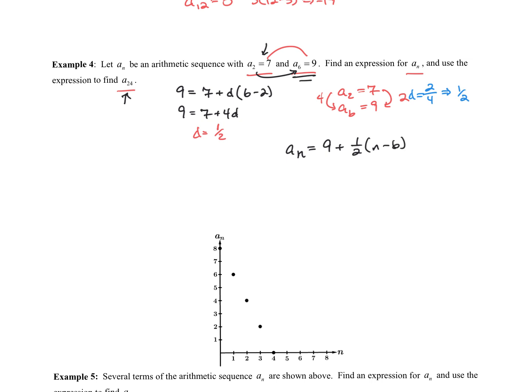All right, and so if you were to use your a sub 2, it would be the 7 and the 2 instead of the 9 and the 6. All right, so there's my a sub n. And then what do we need to do? We need to find a sub 24. And so now we'd have 9 plus 1/2 times 24 minus 6. So 24 minus 6 is 18. 18 times 1/2 is 9. 9 plus 9 is 18. All right. Pretty good?